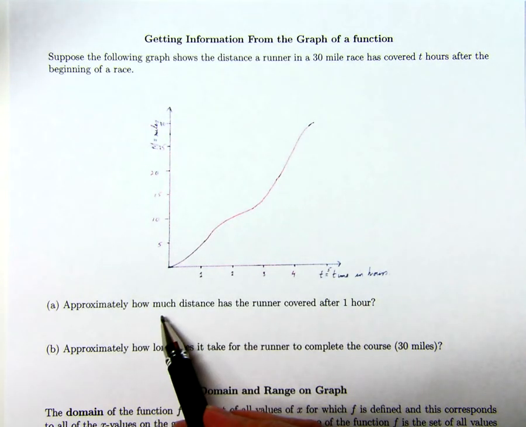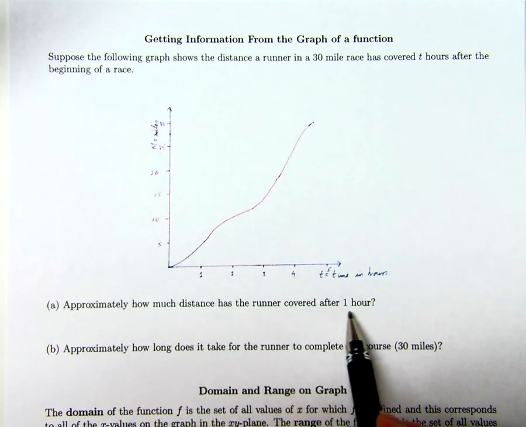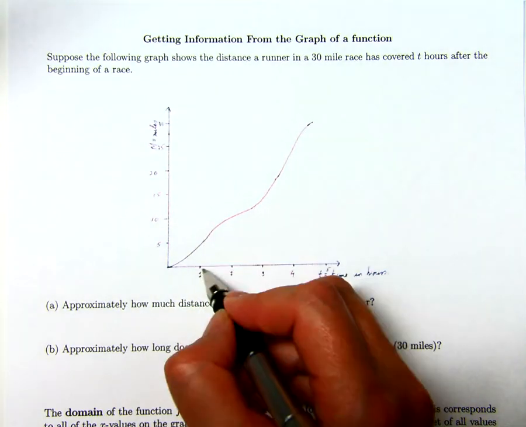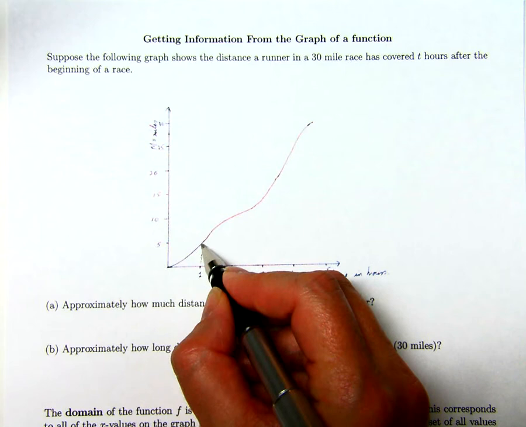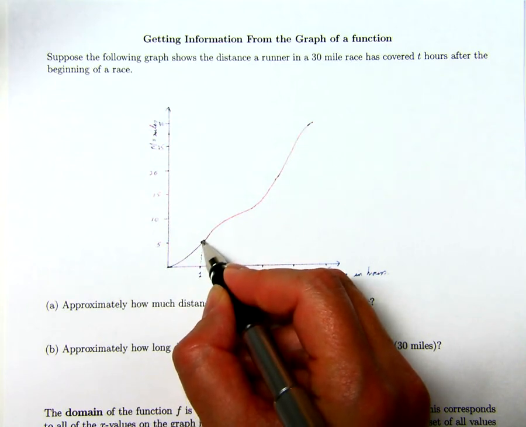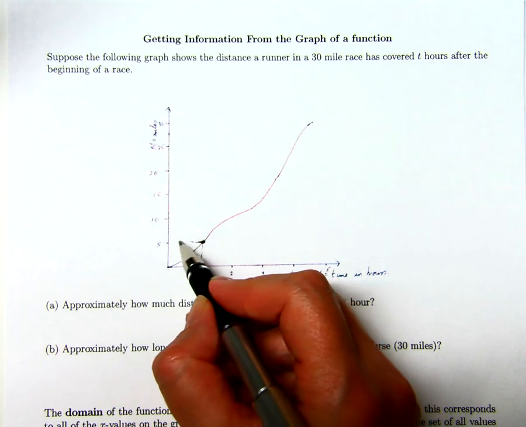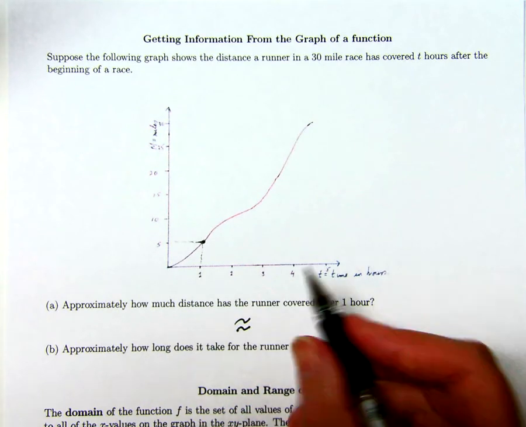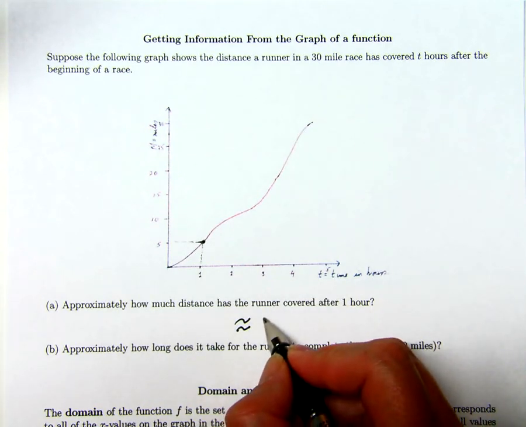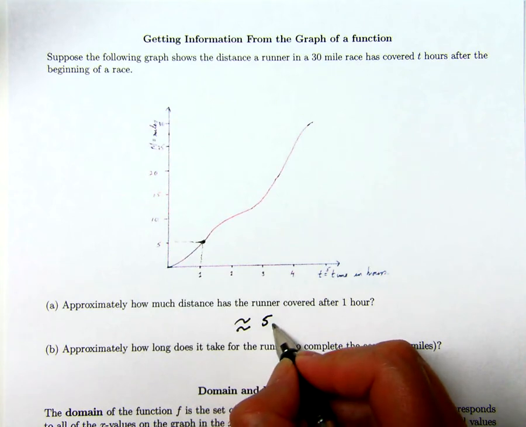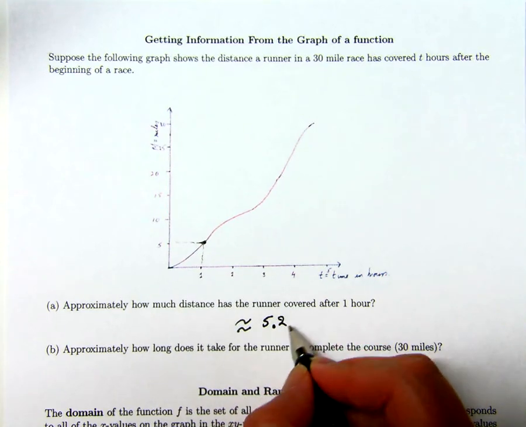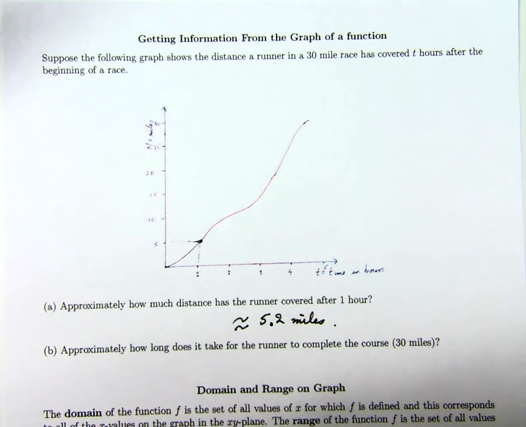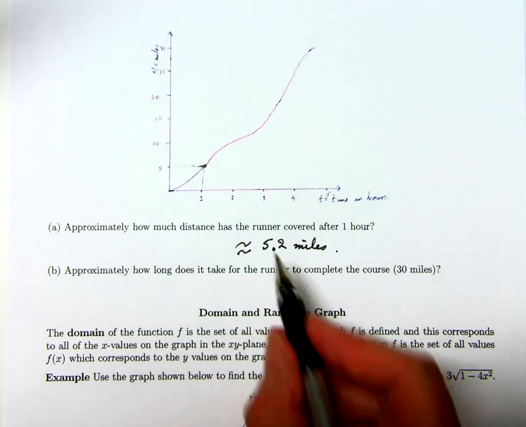Suppose I want to figure out how much distance the runner has covered after 1 hour. Well, time is shown on the horizontal axis here, so 1 hour is here, and I'm looking for where he's at after 1 hour. So the point on the graph tells me that he's covered a little over 5 miles. So approximately, I'm going to write approximately as this wavy equals sign, after 1 hour, let's say 5.2 miles. And again, it's just an approximation, so that's okay if I'm a little off.